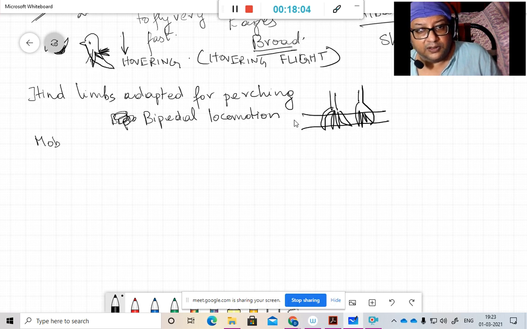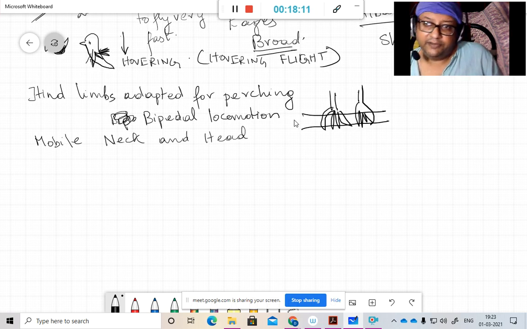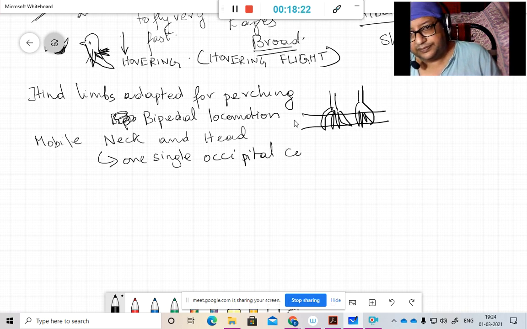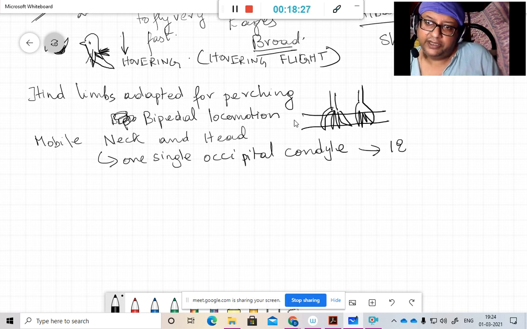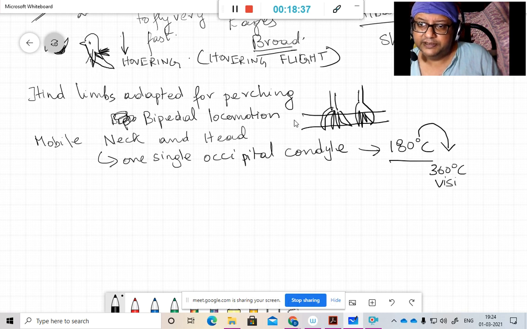They have got a mobile neck and head. They have got one single occipital condyle. The result is they can turn their neck 180 degrees, completely backwards. So if they can turn their neck 180 degrees, they have got a 360 degree vision. This is another adaptation.